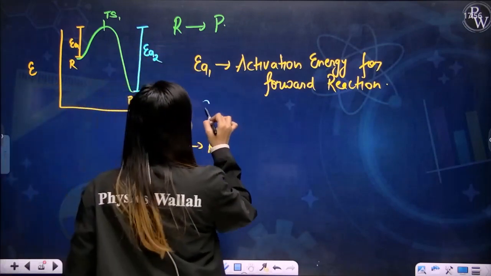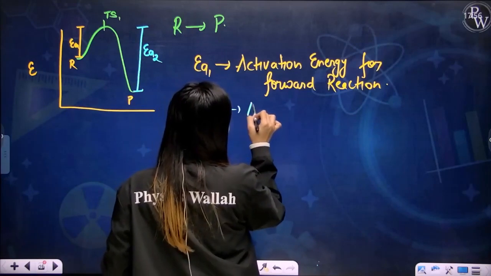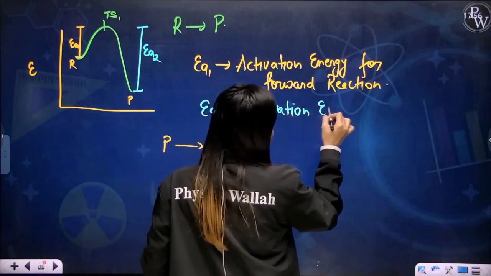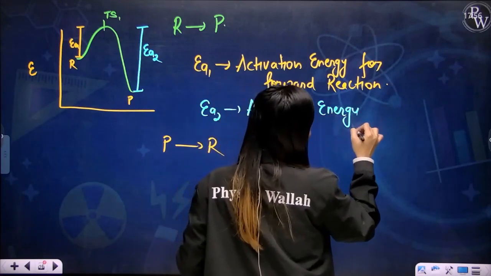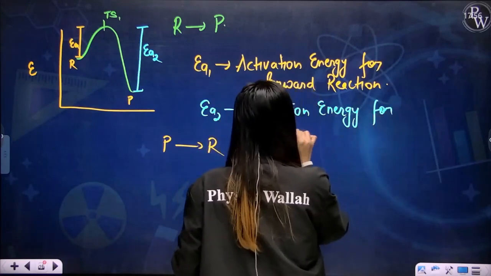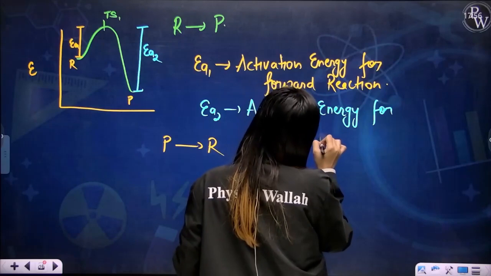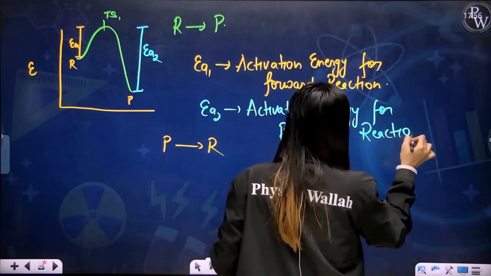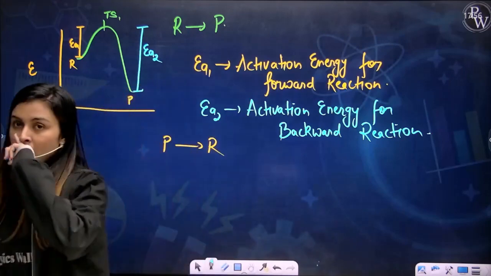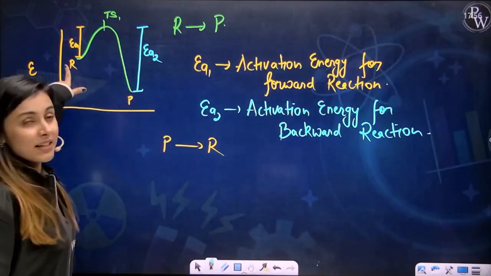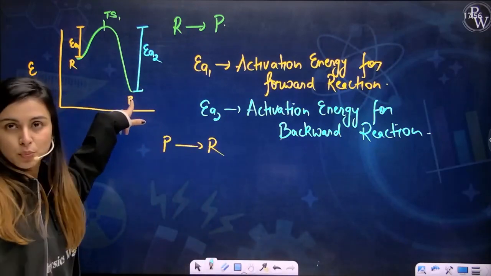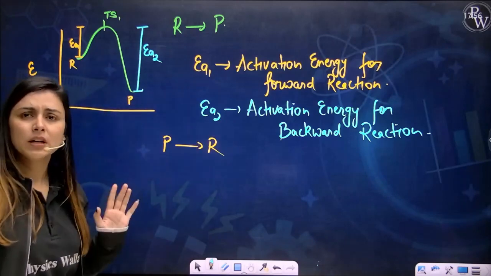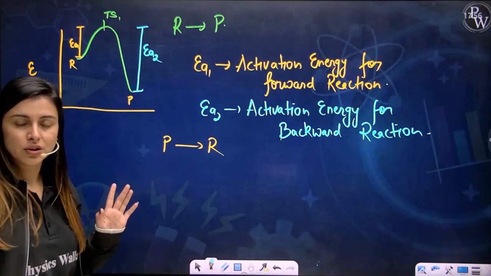So let me say that EA2 is the activation energy for backward reaction. Now try to understand this. Imagine reactants have higher energy as compared to products. So reactant wants to get converted into products. So we know that the reaction will be spontaneous in the forward reaction, forward direction.